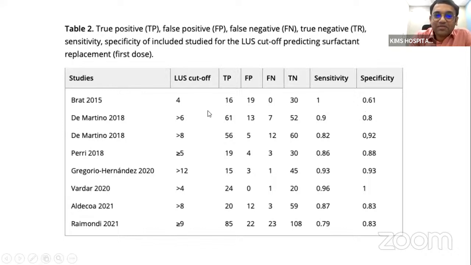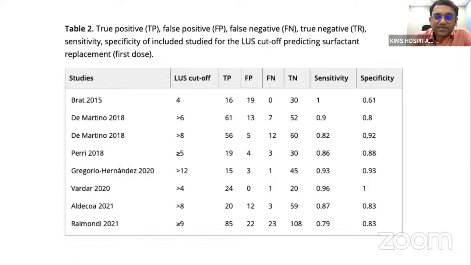In this, the majority of the babies might be receiving the surfactant because of this low cutoff. As the specificity is low, the majority of the babies might be receiving surfactant unnecessarily. We could have managed the babies with CPAP. And there was De Martino in 2018 where they have taken more than 6, and Perri in 2018 where they took more than or equal to 5. Then Gregorio, they have taken more than 12, and Aldeco 2020 more than 8, and Raimondi in 2021 they have taken more than 8 as a cutoff for lung ultrasonography to give surfactant.